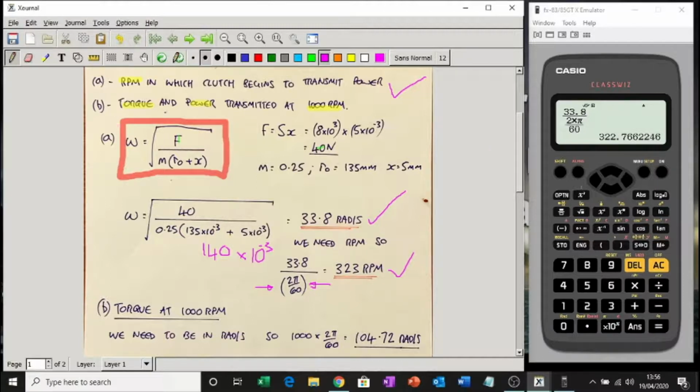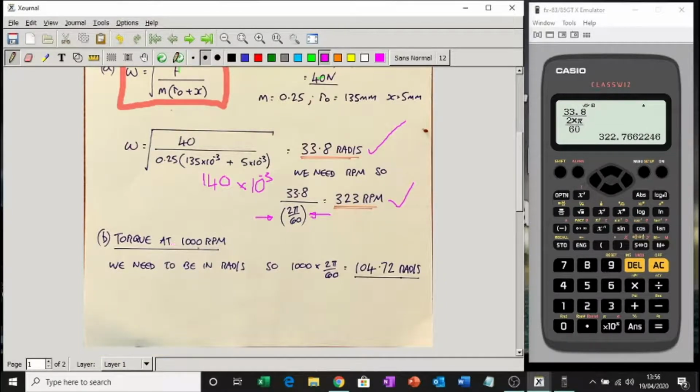This part B is the torque and the power transmitted at 1000 RPM. Now, this clutch is going to engage at 323. So anything below that, it's not engaged, it's not transmitting power. Everything above that, it is transmitting power. So we need to work out now the torque and power at 1000 RPM. You could work it out for other speeds, but we've been asked to work it out for 1000.